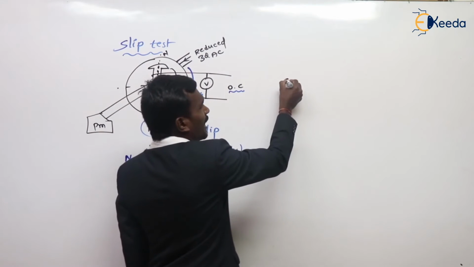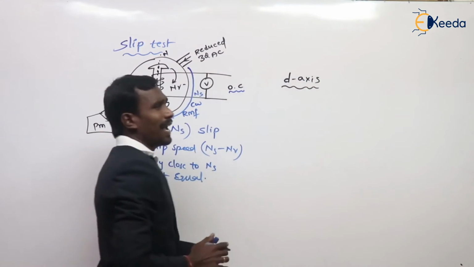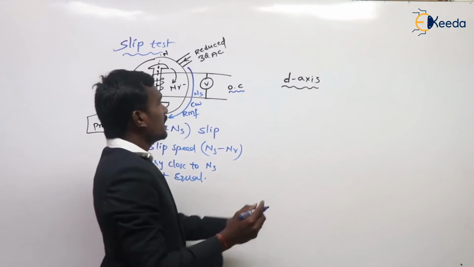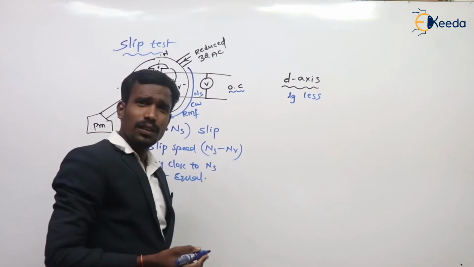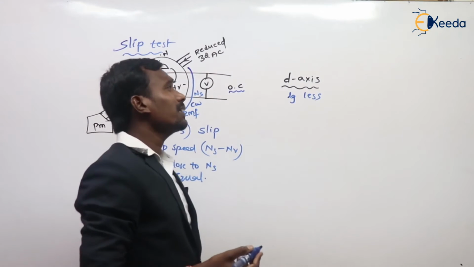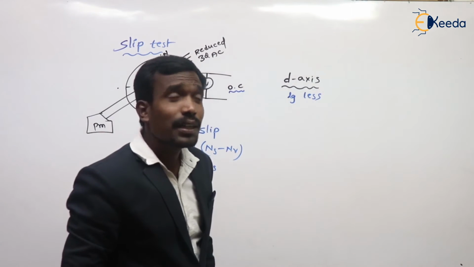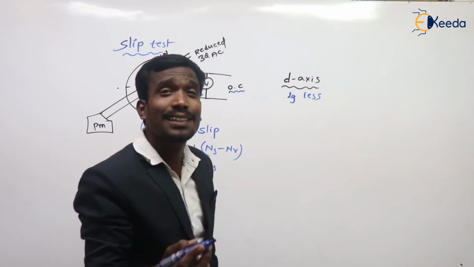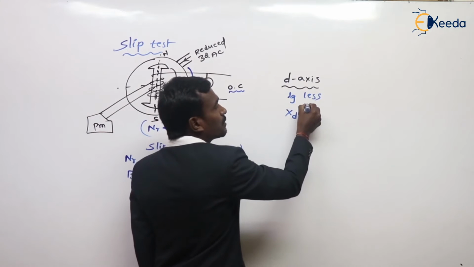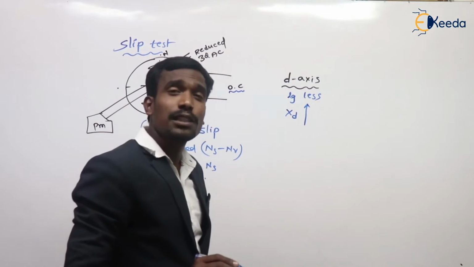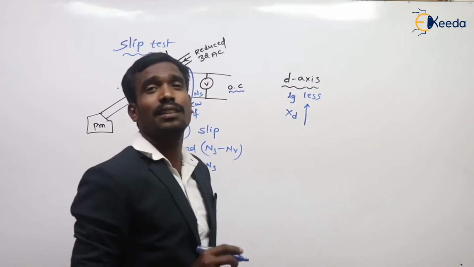When those poles coincide with the D axis, what happens here? Air gap length is less. If air gap length is less, the reactance Xd value is more. I said already, along the D axis the Xd is greater.